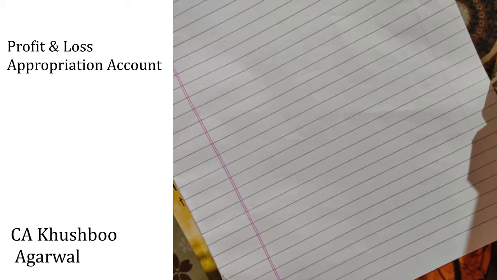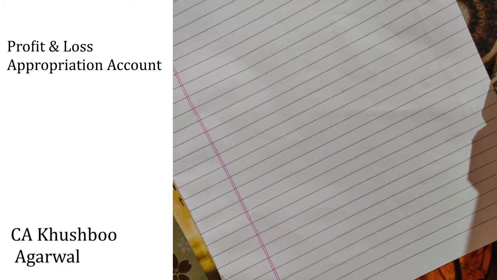Hello friends, till now we have studied what is the meaning of partnership, the features, some important provisions and the preparation of capital account under two methods, fluctuating capital account and fixed capital method. In this video, I am going to introduce you to the concept of the profit and loss appropriation account and we are going to solve a sum on this.